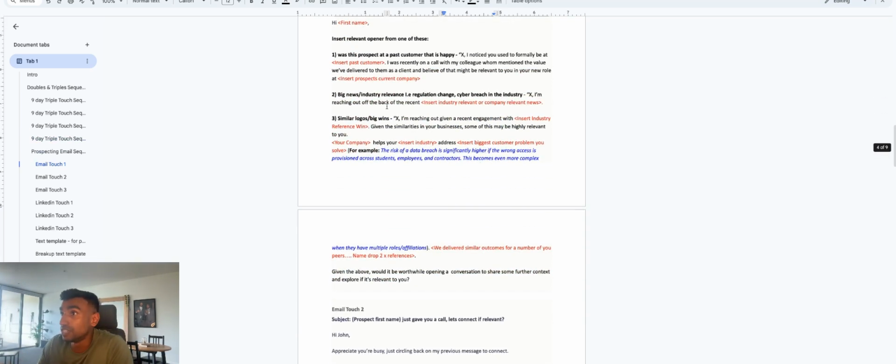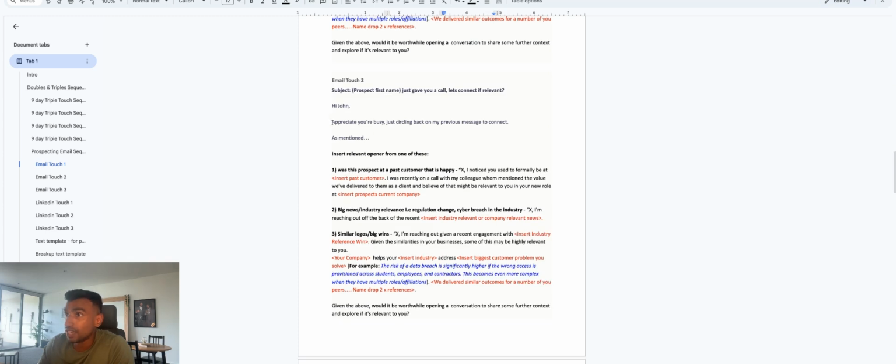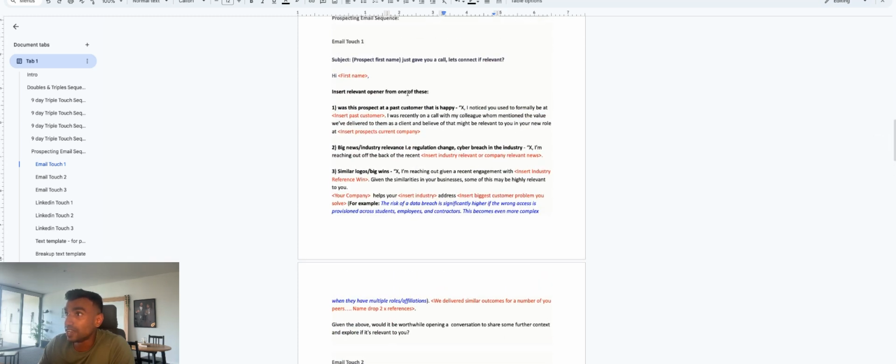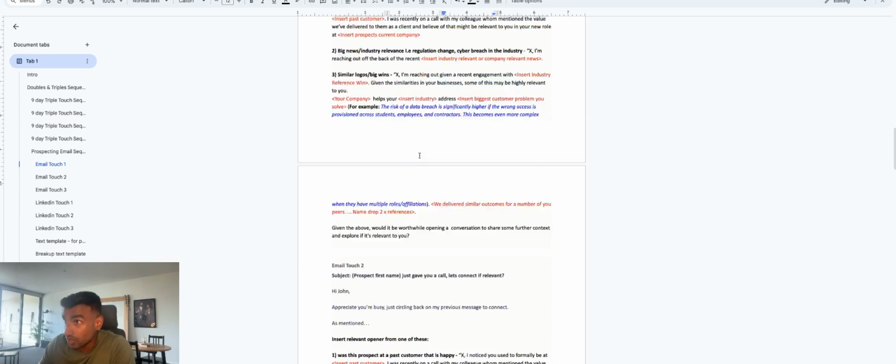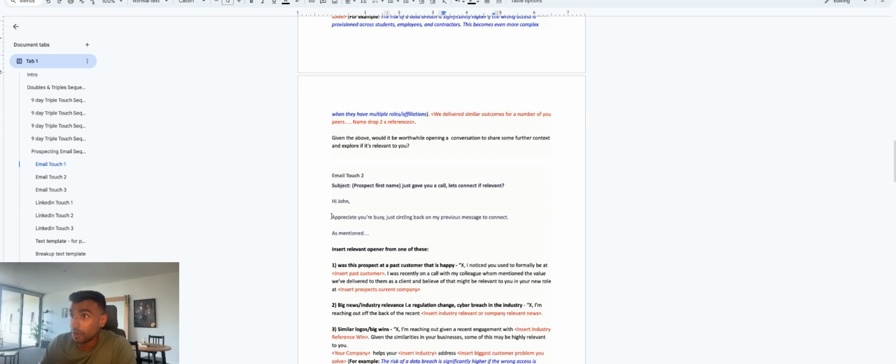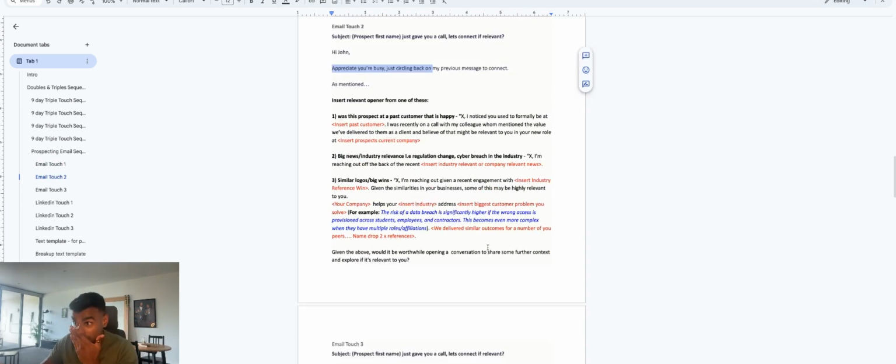The opener is the only different thing, right? So over here, you can see the first email, it has a standard relevant opener. Pick one of those. The second email, you're basically just going to say, hey, I appreciate you're busy. I'm just circling back on my previous message, and then you insert the same body.